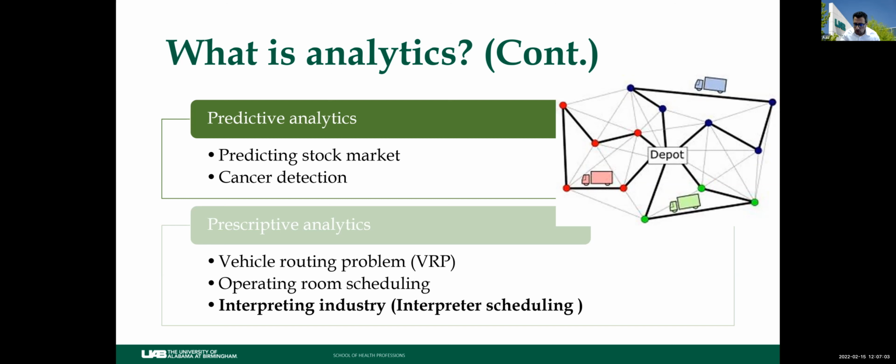We can use historical data, or we can use stochastic optimization to optimize the routes of these trucks, because there is no single route. There are lots of routes, and taking different routes leads to different times and energy and cost, et cetera. So optimizing these routes is called prescriptive analytics.